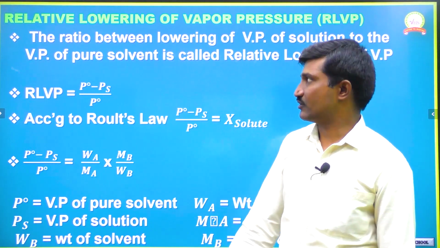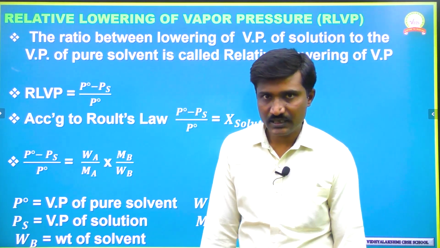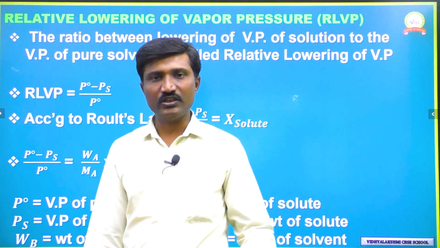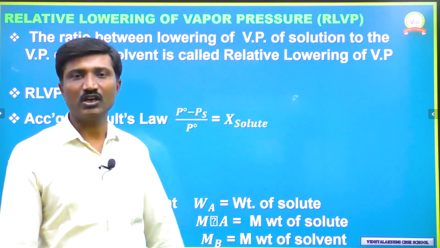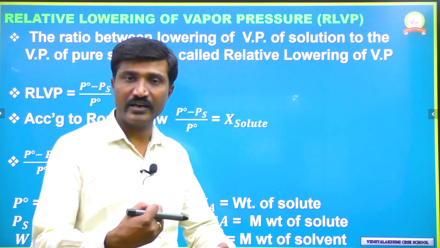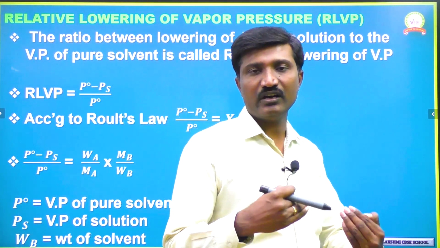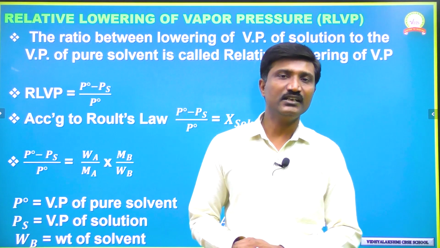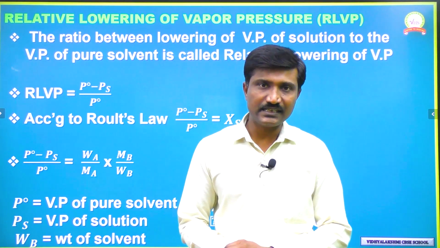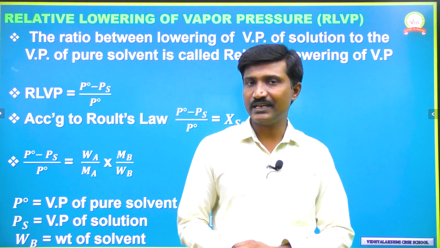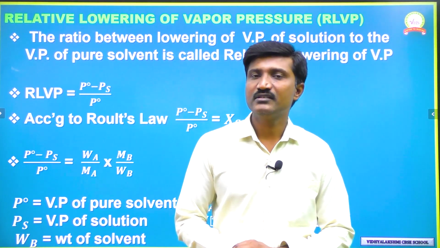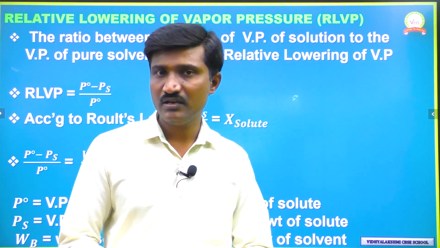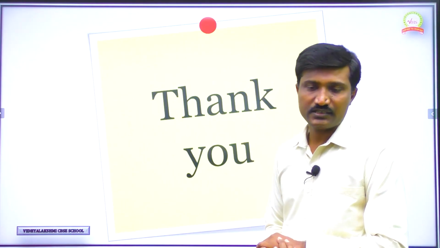So what is the relative lowering of vapor pressure? It is the ratio between the lowering of vapor pressure of the solution and the vapor pressure of the pure solvent. And what is lowering of vapor pressure? When a non-volatile solute is added to a volatile solvent, the vapor pressure of the pure solvent decreases in that solution. That decrease in the vapor pressure of the solution compared to the pure solvent is called lowering of vapor pressure.